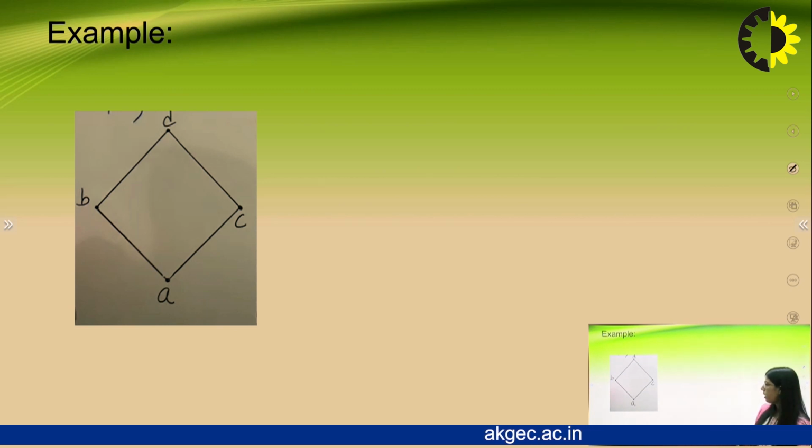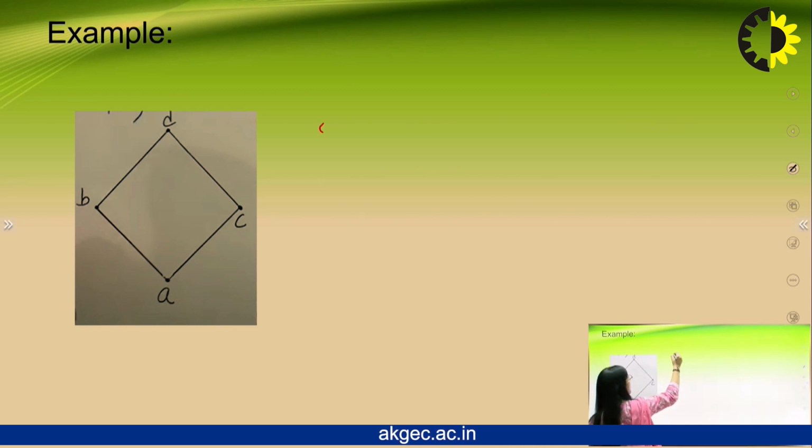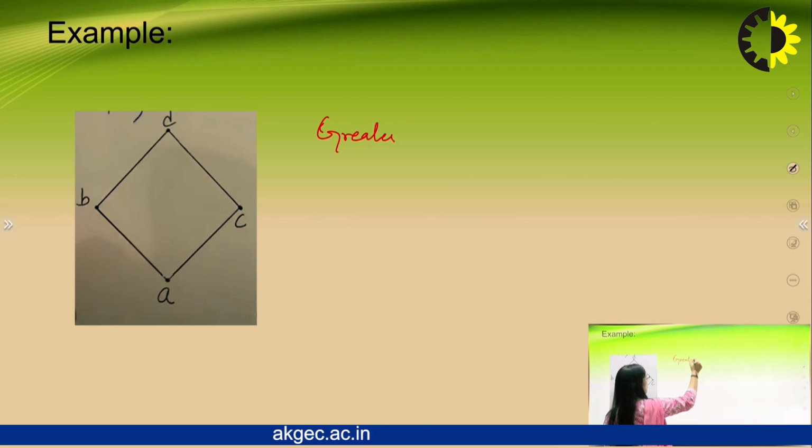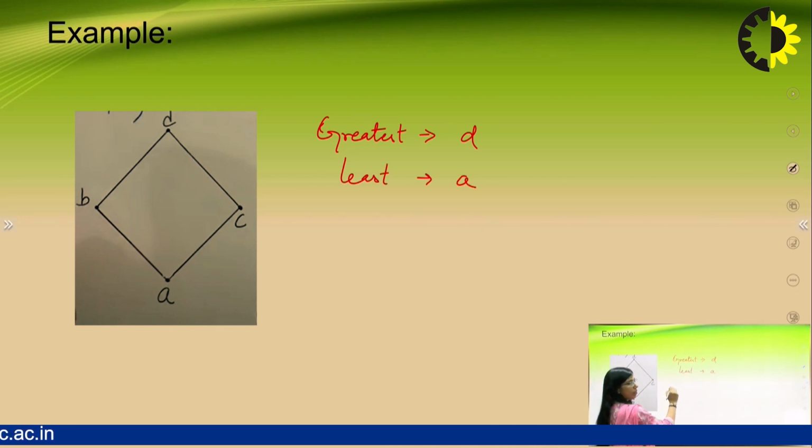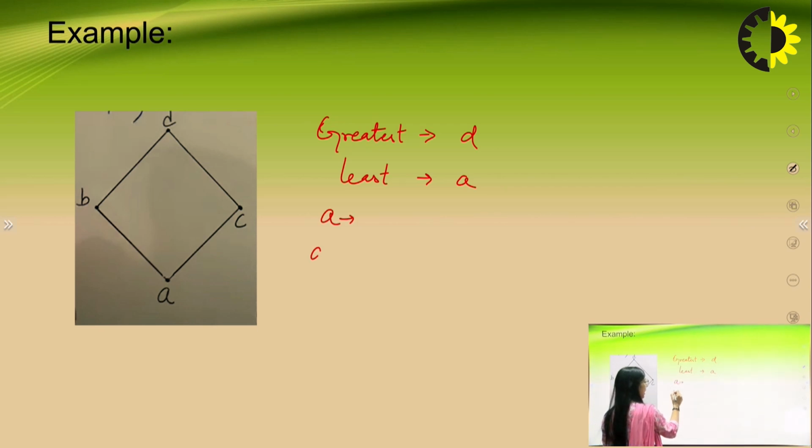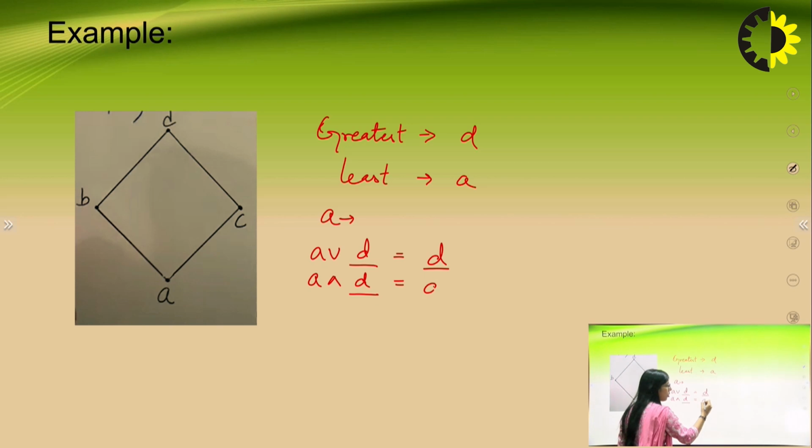For example, here the greatest element is D and the least element is A. So if we want to find the complement of A, then A join which element results in D? Of course, we need to join A with D to get the result D. And then A meet the same element should result in A only, the least element. So A's complement is D. Similarly, D's complement is A.